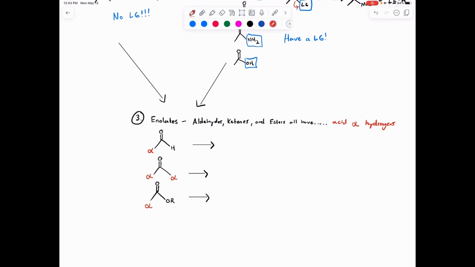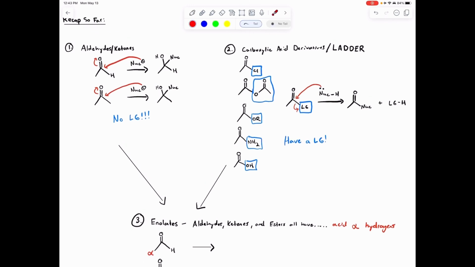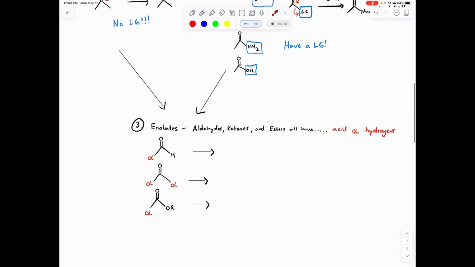And so what I want you to notice here at the outset, in the first unit, we were using nucleophiles. In the second unit, we were using nucleophiles. But here in this unit, the thing that makes this unit completely separate from the two that you already know is you are going to be adding a strong base. Okay, so a strong base because the alpha hydrogens are acidic.